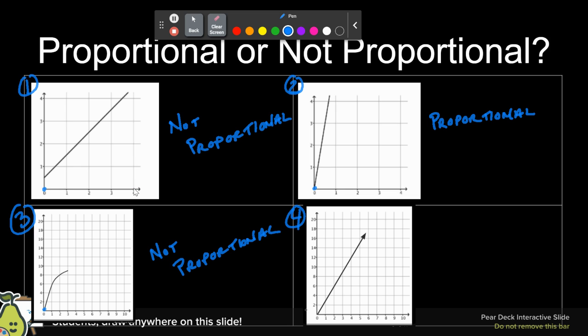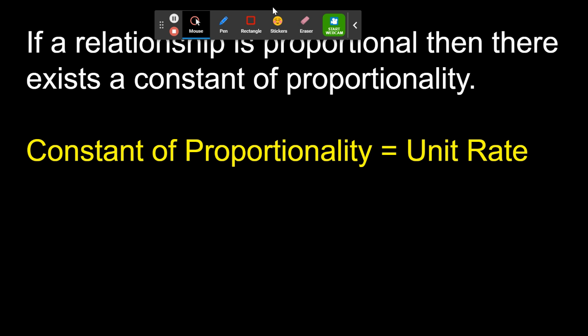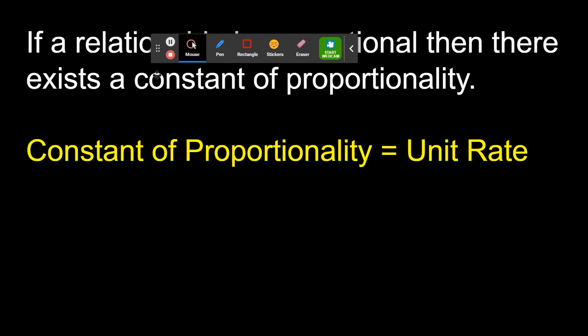And finally, number 4. Number 4 starts at the origin, and it's a straight line. Both of these things are true, so this one is proportional as well. All right, so that's just review from what we looked at yesterday. Let's go ahead and move forward now with the new stuff.